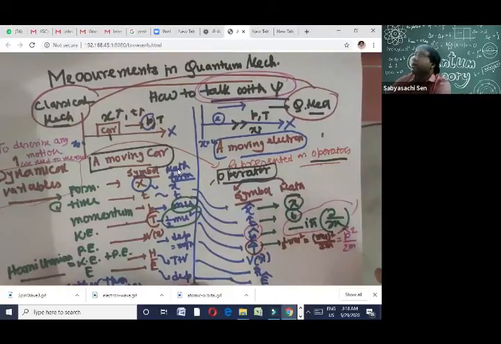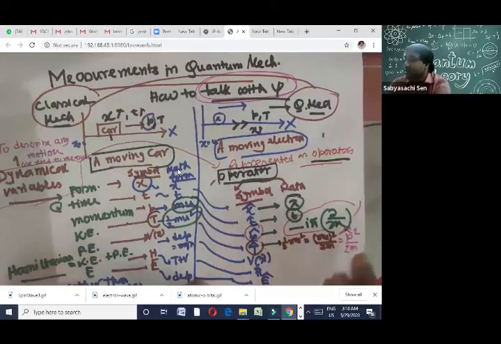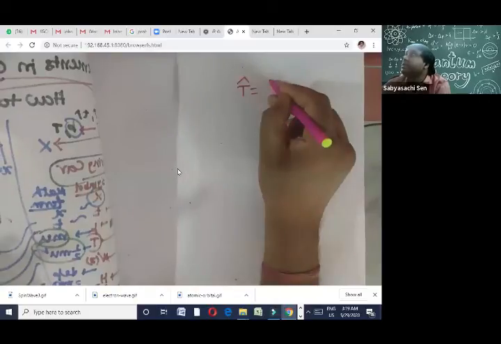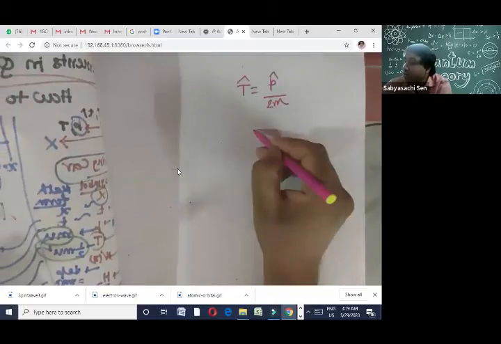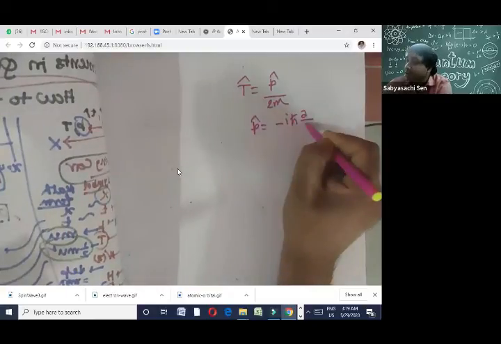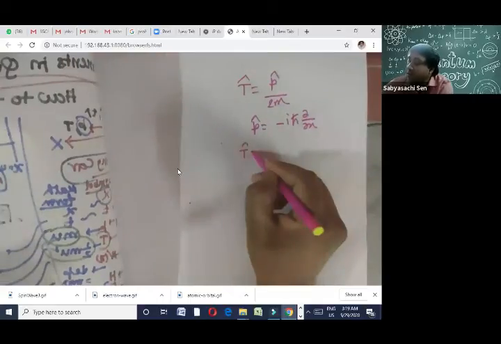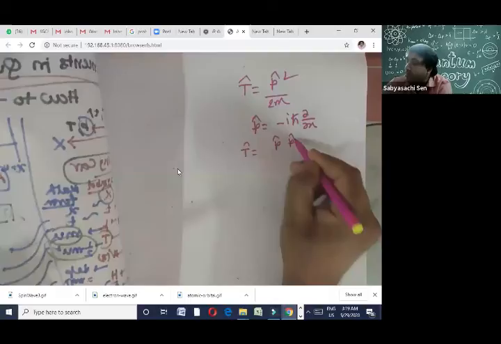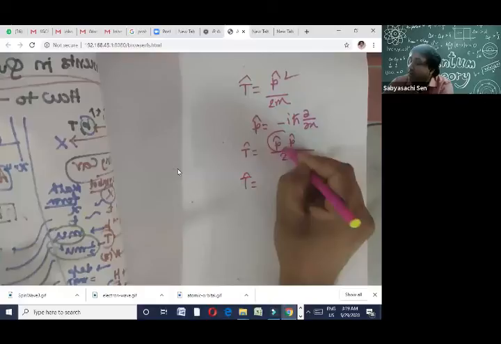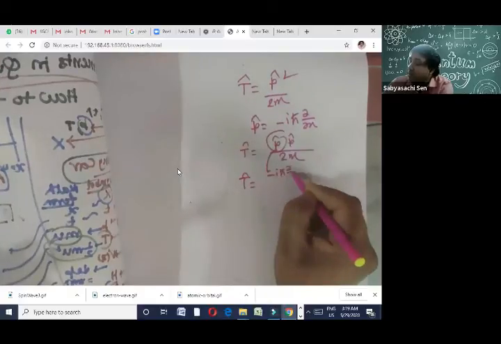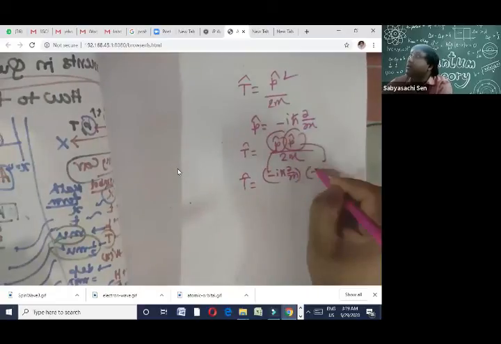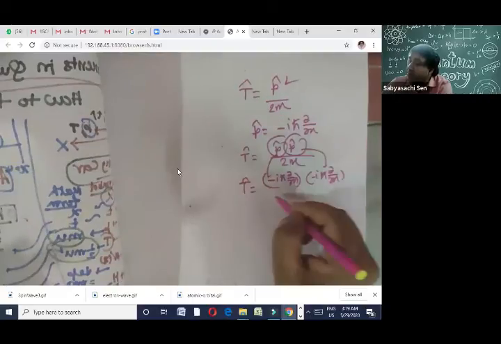So how do you get it? I show you here separately. What you have to remember: t cap is basically p cap square by 2m. From the previous page, p cap is minus h cut del x. So t cap will be equal to p cap into p cap by 2m. You put the p cap value here as minus h cut del x, and the other p cap also as minus h cut del x, by 2m.